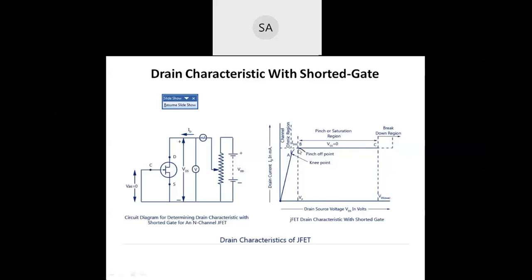So the potential at which ID becomes constant is known as the pinch off voltage. This voltage we call VP, the pinch off voltage, and the point B is called the pinch off point. At that point, the channel is entirely closed. And this knee point we call the point where it reaches the maximum value. And after the point C, what will happen? The channel is closed by combining the two diffusions.